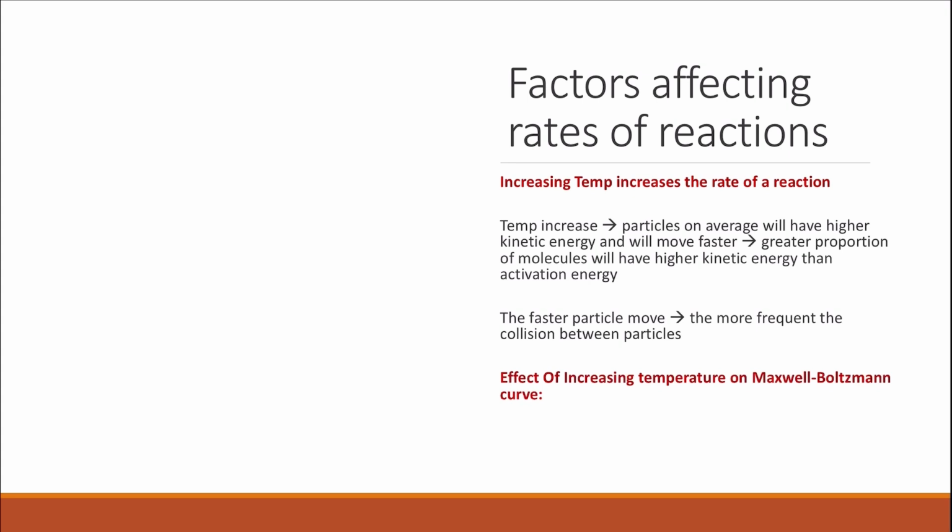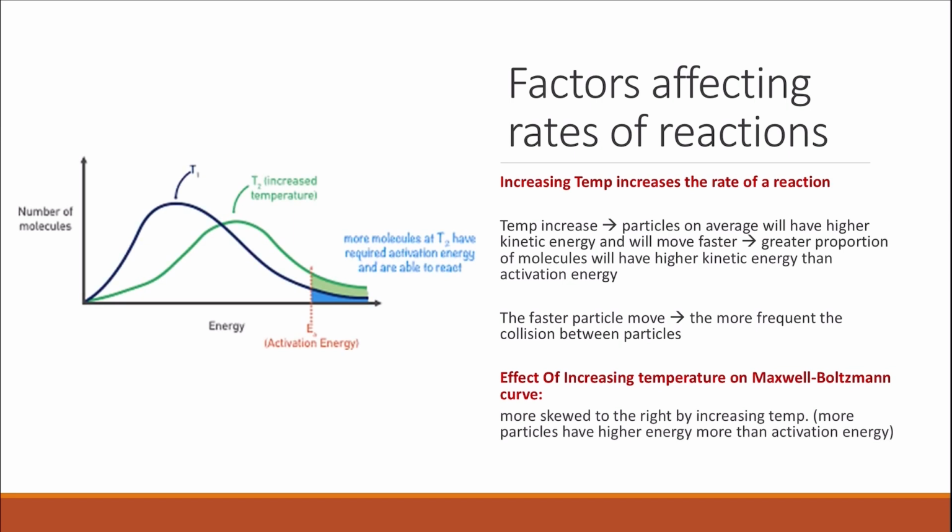So how does the increasing temperature affect the shape of the Maxwell-Boltzmann distribution curve? When we look here at the green curve, the green curve represents the curve for the particles when we have increased the temperature. As we can see, the curve is more skewed to the right by the increase in the temperature. And now more particles will have kinetic energy higher than the activation energy.